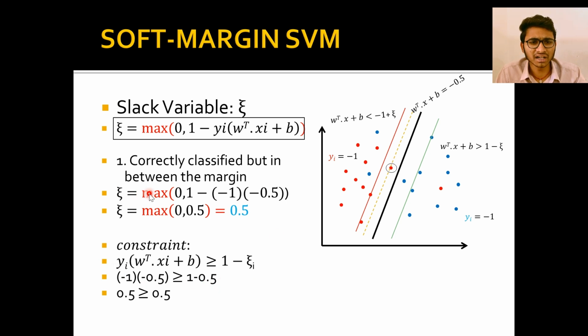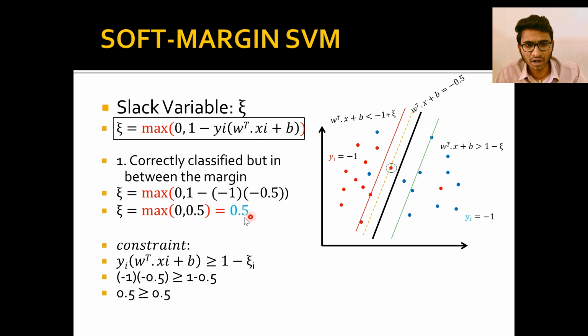Let's find zeta. Zeta is the maximum of 0 and 1 minus yi, where yi is minus 1 for this point because it's the negative class, right? And minus 0.5. I assumed that since this black line, pi, is our hyperplane, w transpose dot x plus b equal to 0, this point is at minus 0.5, approximately, guys. I hope I'm clear. If you have any doubts, write in the comment section now itself. You have to understand very clearly. I'm going very slowly, I think. Just pause the video and understand.